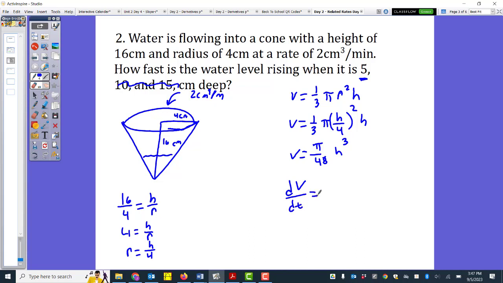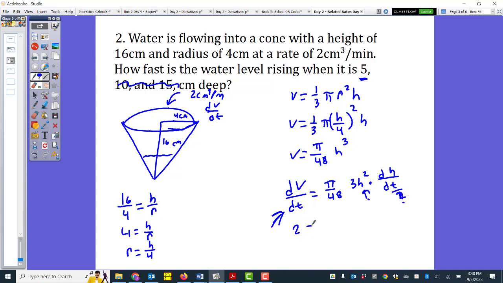The derivative of volume with respect to time equals pi over 48 times 3h squared, and then this is implicit differentiation, so we get the rate of change of height with respect to time. Let's look at what variables we know. We actually know dV over dt. That's the flow of water in. This is dV over dt right there, the amount of water that is coming in. And we know this because it says centimeters cubed per minute. We know h. h at the time we're looking for is 5 centimeters deep. We're just looking for dh over dt, which is our last variable.